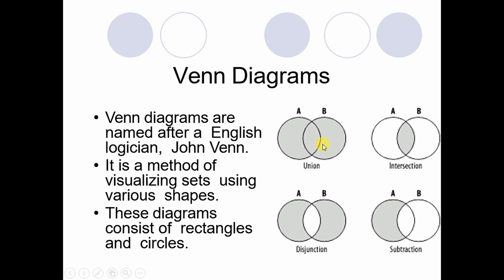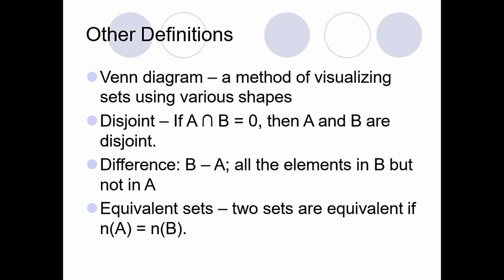So as you can see here, the shaded region talks about the union of the sets, while the intersection is only the similarity of the sets, while the disjunction, you will learn about this one. This is the outside, the things that are not in the intersection, and the subtraction of sets. So in the next discussion, I will also be going deeper on the operations about Venn diagrams in terms of sets.